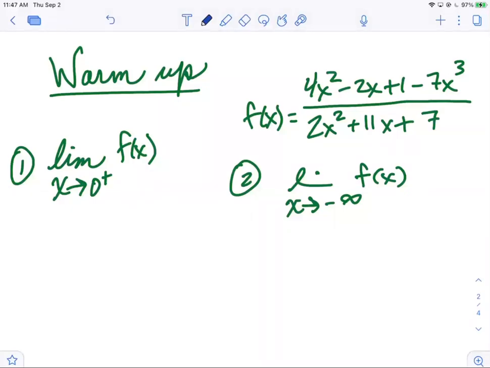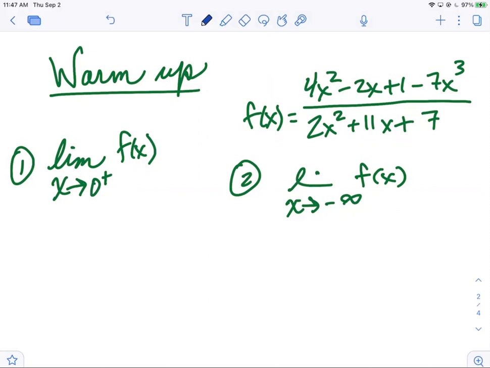All right, so in this case, I have defined a function off to the side. I've named it f of x. And so now I can refer to it by its name, f of x. So I just asked you two of them, the limit from the right of 0 and the limit as x goes to negative infinity. So to find the first one, the limit as x goes to 0, what method do we use for that? Direct substitution.